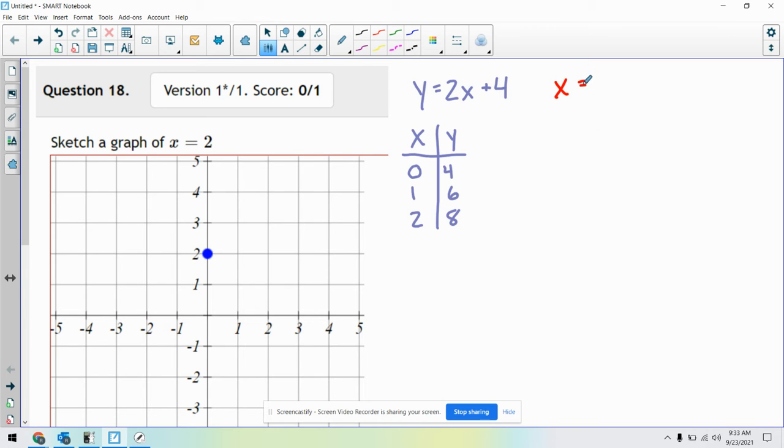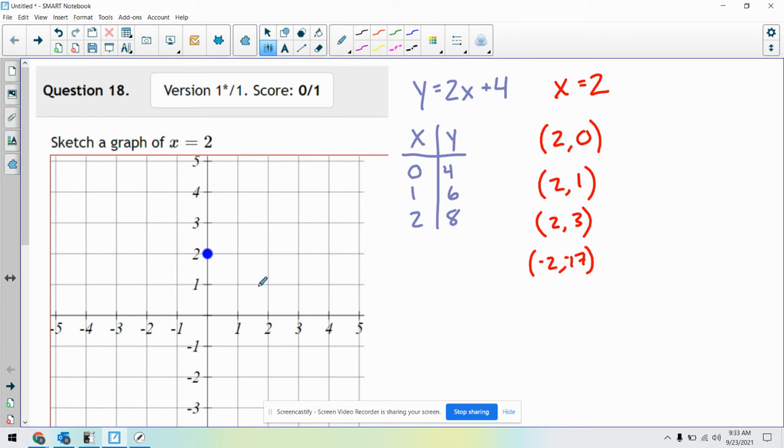Now I'm just worried about every coordinate where the x value is 2. So I have 2 comma 0, 2 comma 1, right? 2 comma 3, 2 comma negative 17. There's also an infinite number of points here.